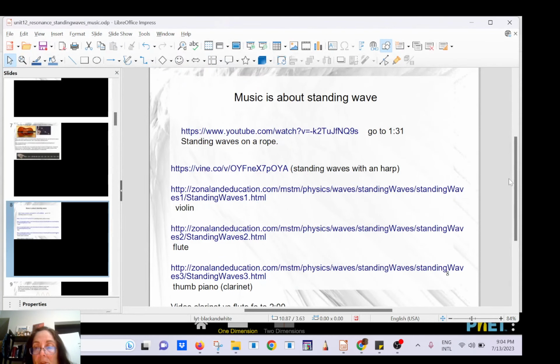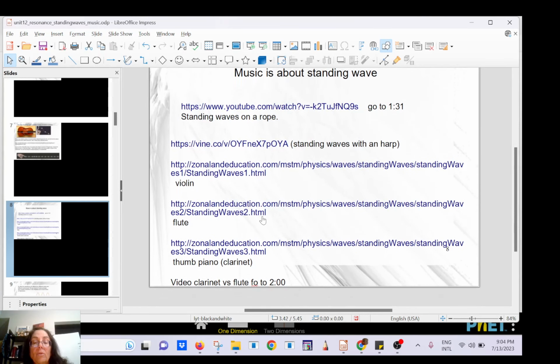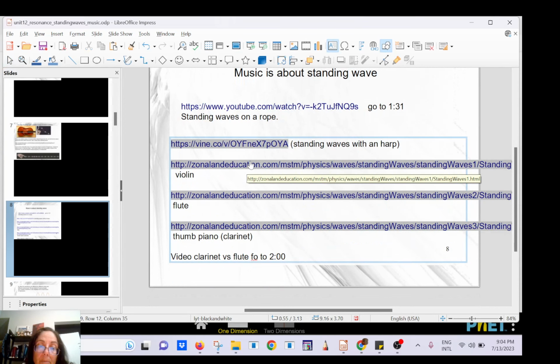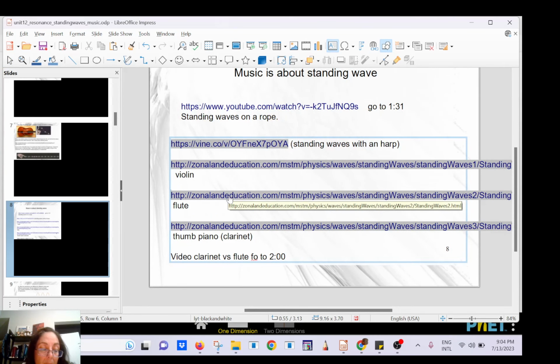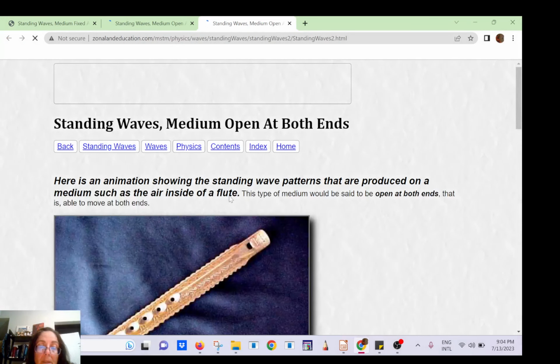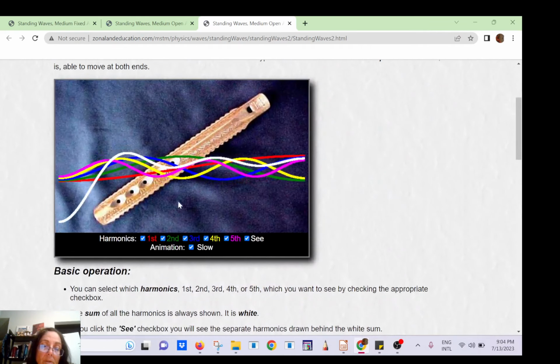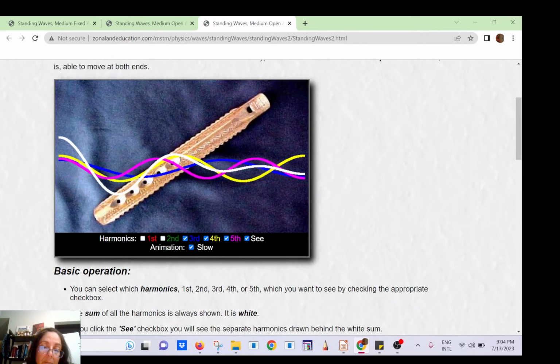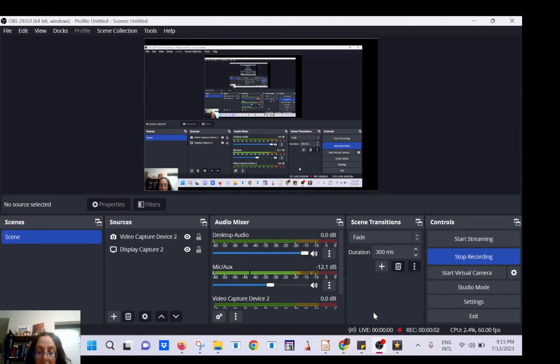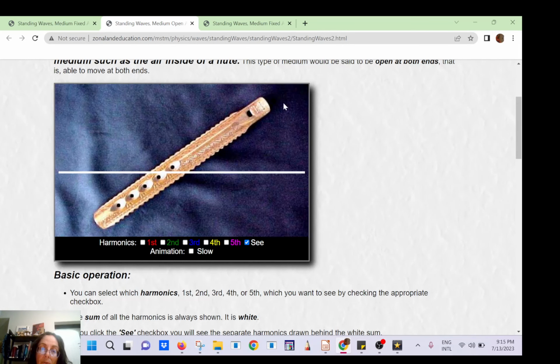So let's go back to music. So we did the violin. Flute. Okay, so now let's look at the flute. So a flute is a wind instrument, and it's open at both sides. So that means here and there. So here and there, the air can move, right?